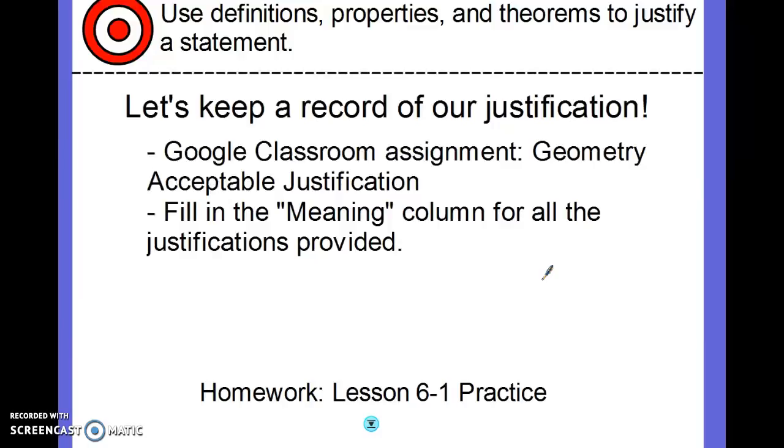Okay, once you are done with that, make sure you submit it, and then your homework tonight is the lesson 6-1 practice, which you could probably get done in class as well.